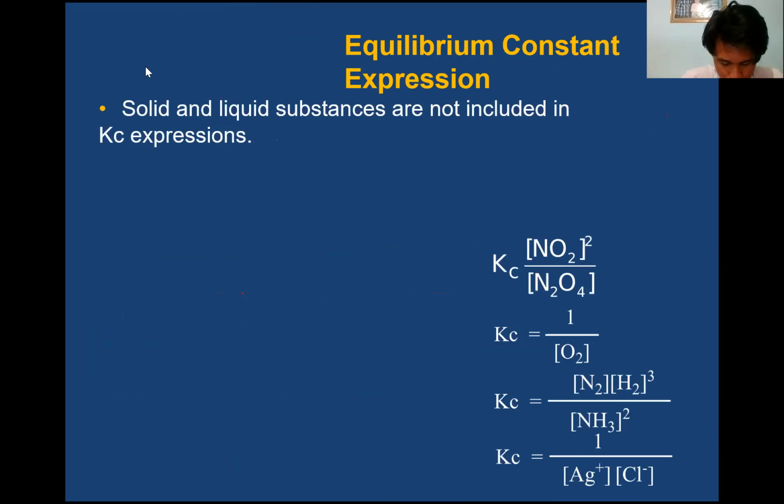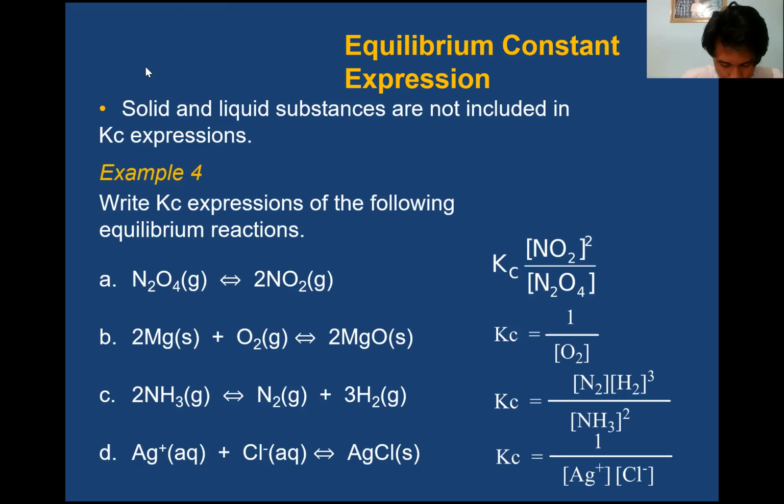Here are some examples of how to write the equilibrium constant expression. What you have to remember again: solid and liquid are not included in the Kc expression. It is the same as in the rate law. In rate law, solid and liquid are also not written, isn't it? We only write the gas and aqueous ones. So it's the same thing for the Kc expression: the solid and the liquid are not included.